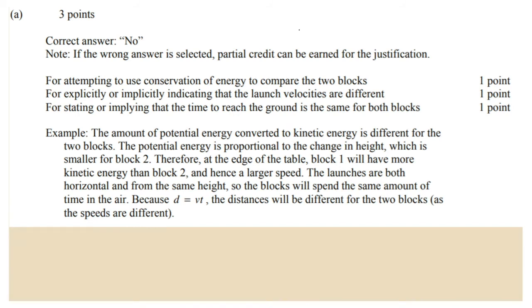You got 1 point for attempting to use conservation of energy to compare the two blocks. You got 1 point for explicitly indicating that the launch velocities are different, v naught x. And then you get 1 point for stating or implying that the time to reach the ground is the same for both blocks.